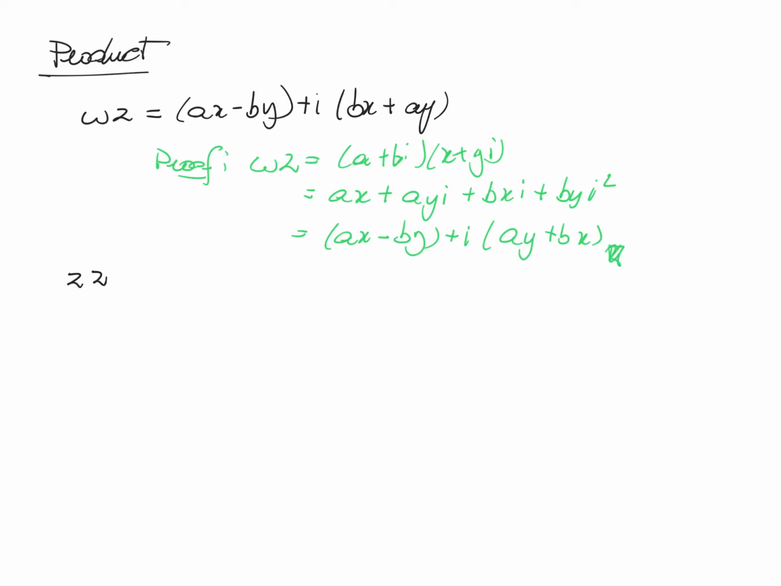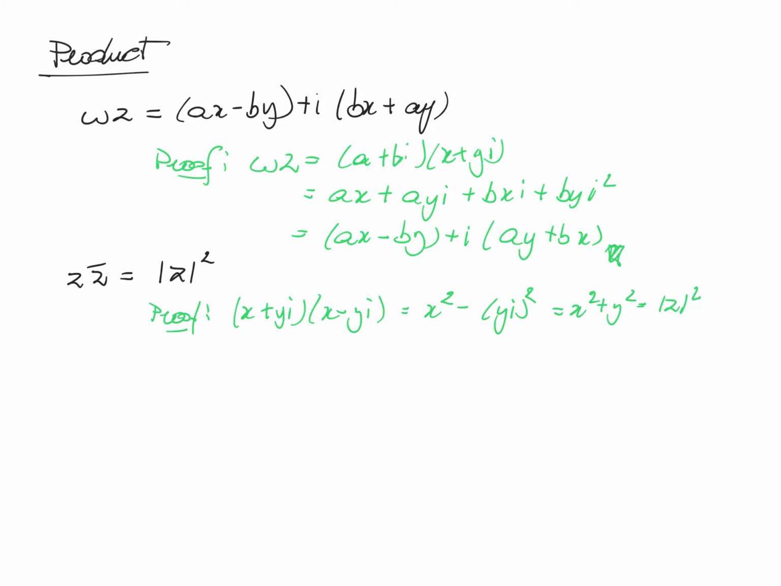Furthermore, if you multiply a complex number with its conjugate, this product is the modulus of the complex number squared. The calculation for this one is even more straightforward than the previous one. So z was x plus yi times the conjugate x minus yi. This is just a special product, so it is x squared minus yi squared. yi squared is i squared, minus 1, times y squared, so this is x squared plus y squared, which is the modulus of z squared, because the modulus of z is the root of x squared plus y squared.